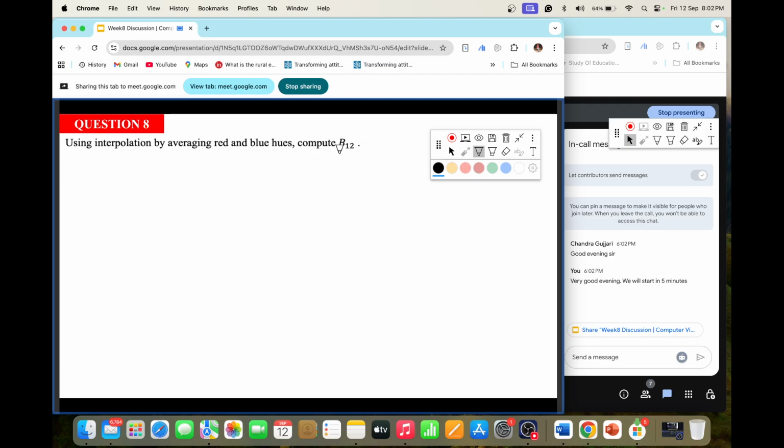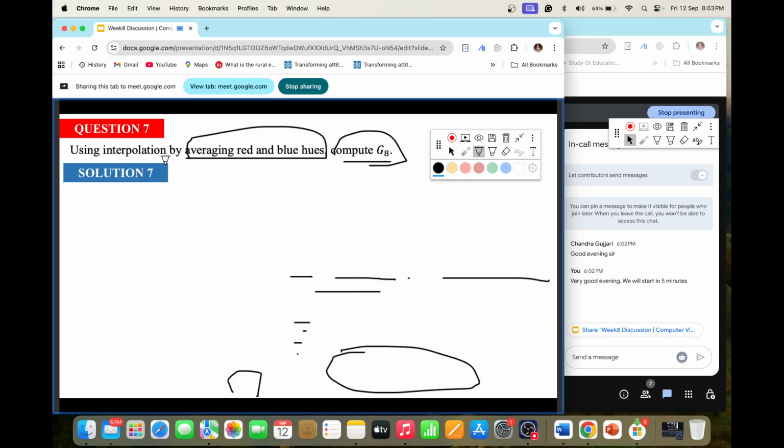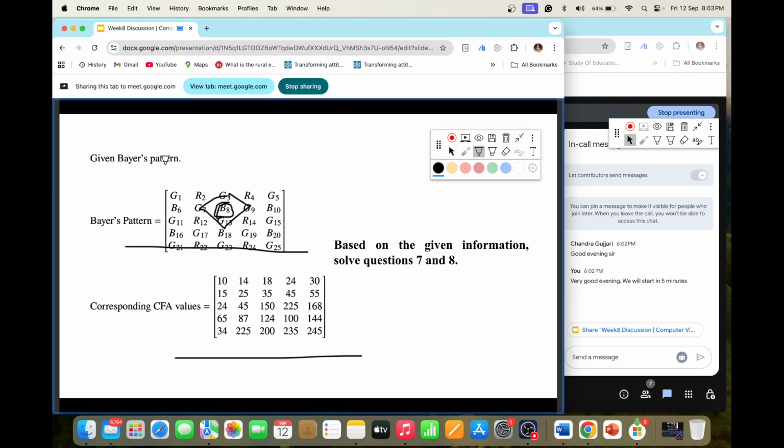Now let's move on to the next thing, that is to compute B12 by averaging red and blue hues. This is more interesting because it is more complex. So we have to calculate B12. For this B12, do we have G12? If we had G12 the thing would be easy, but we do not have G12. We have R12, so from R12 we have to interpolate to B12.